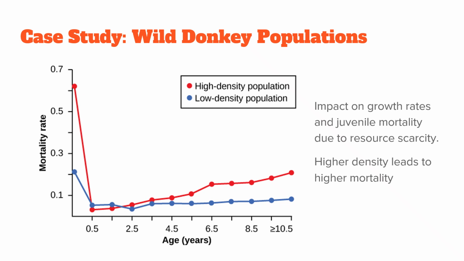Wild donkey populations illustrate density-dependent effects. As herd density increases, competition for water and food intensifies, leading to reduced growth rates and higher juvenile mortality. This case shows how resource scarcity can regulate population size naturally, even without outside interference.